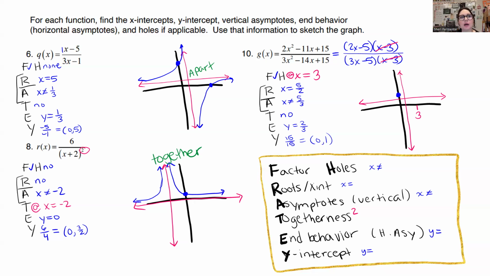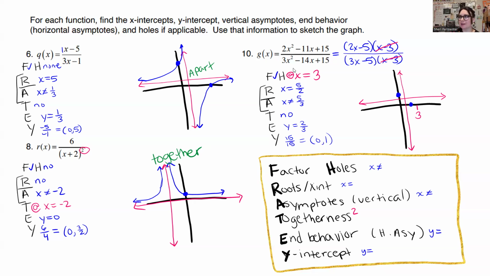And then I have an x-intercept at 5/2, so about 2.5. So it's going to be in between the asymptote and the hole. All right, is this positive or negative? You look at the leading coefficients. Is this positive or negative?